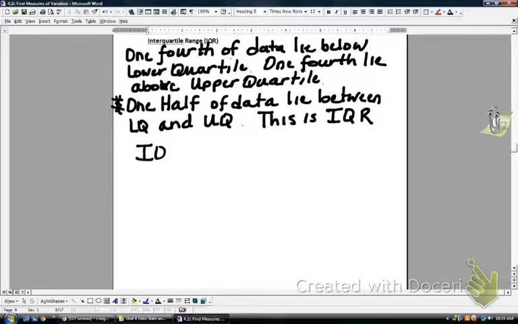This is your IQR, your interquartile range. So to find the interquartile range, you take the upper quartile minus the lower quartile. So how you find it is relatively easy, but the definition is kind of complicated, and it will make sense in a couple of lessons.